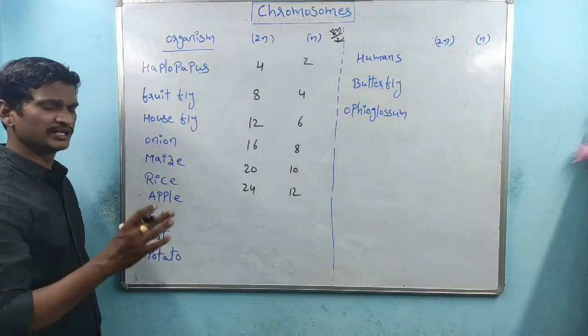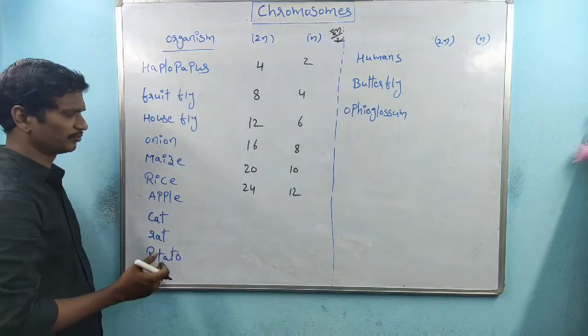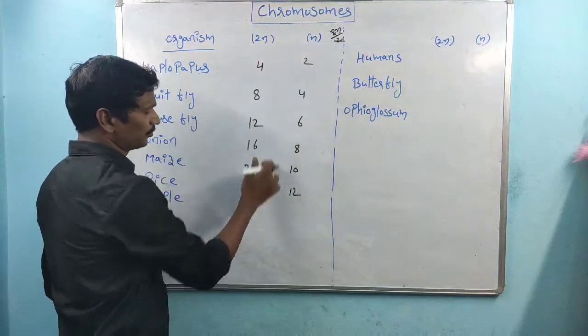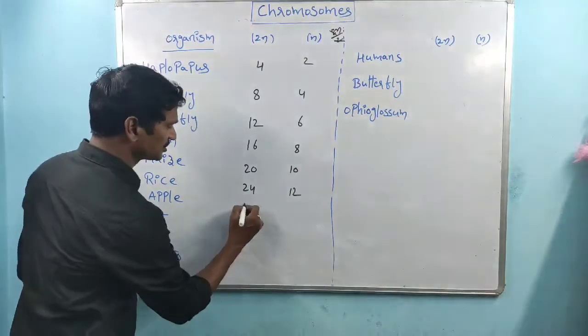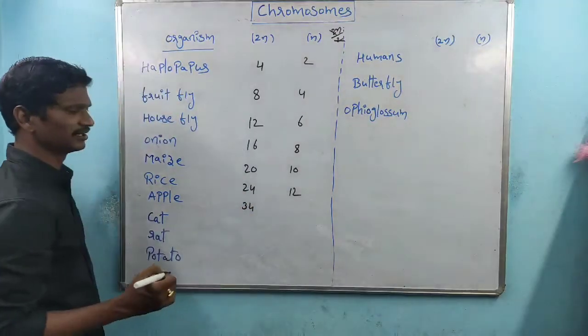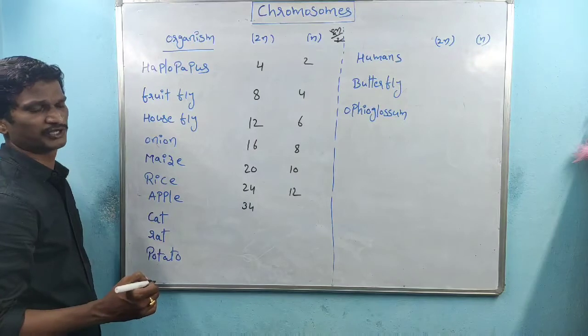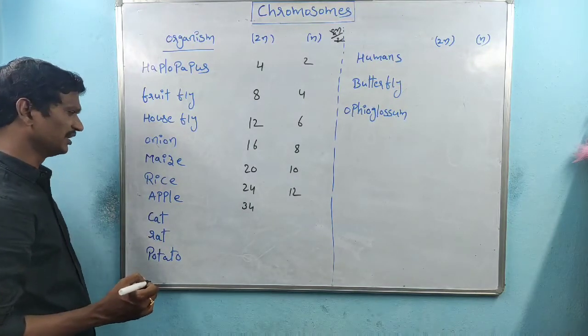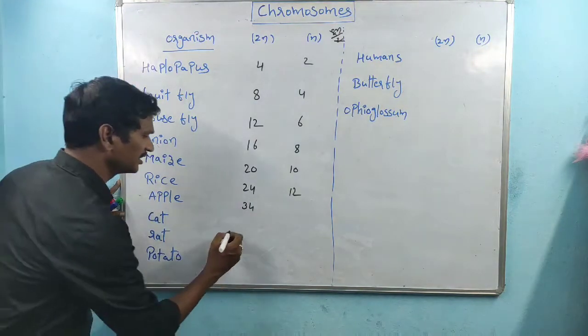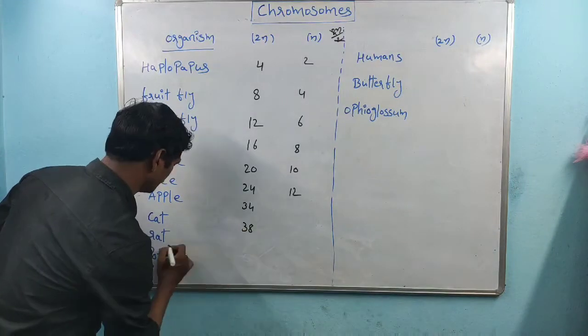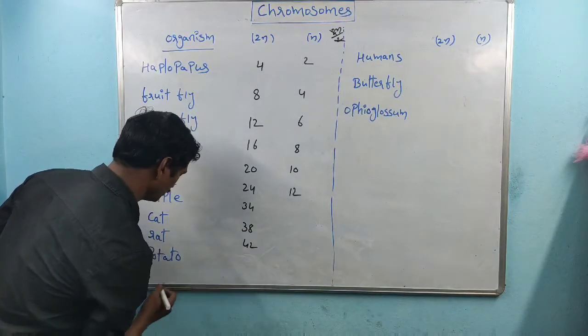Here, apple is quite different from this number of chromosomes. Up to here the fourth table is maintained, but apple is different from the rice. Here the number of chromosomes is 34, right? Coming to the next one, the cat, again the fourth table, 38, and the rat is 42, right?